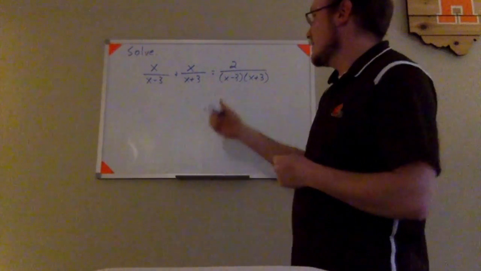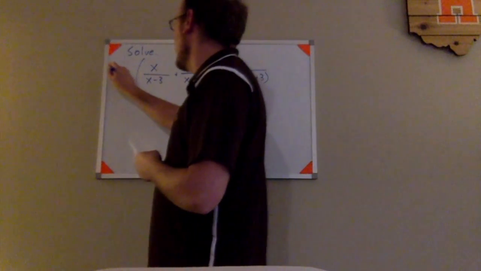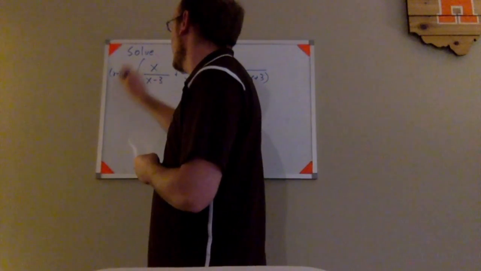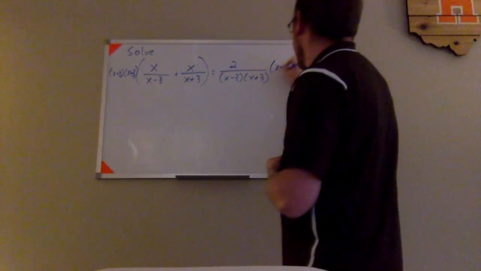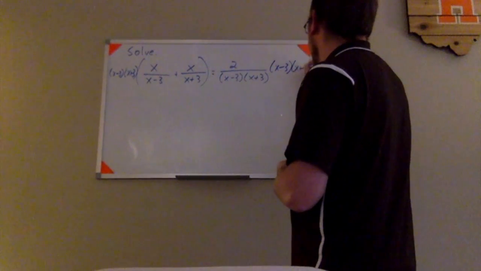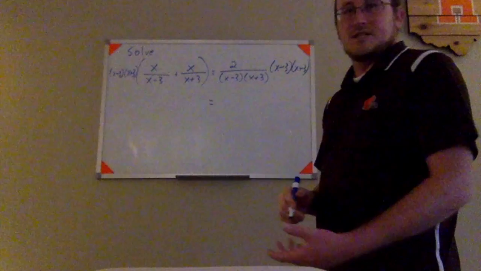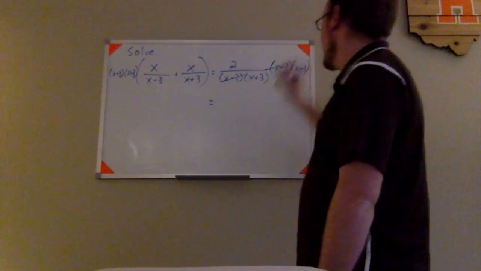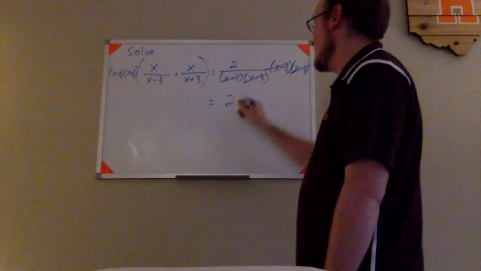So what I need to do is multiply both sides of this equation by that. I need to multiply by x minus 3, x plus 3. Same thing over here. I need to multiply by x minus 3, x plus 3. Over here on this side, I'll simplify this first because that's even easier. This x minus 3 and this x minus 3 cancel, and this x plus 3 and this x plus 3 cancel, and you're just left with 2.